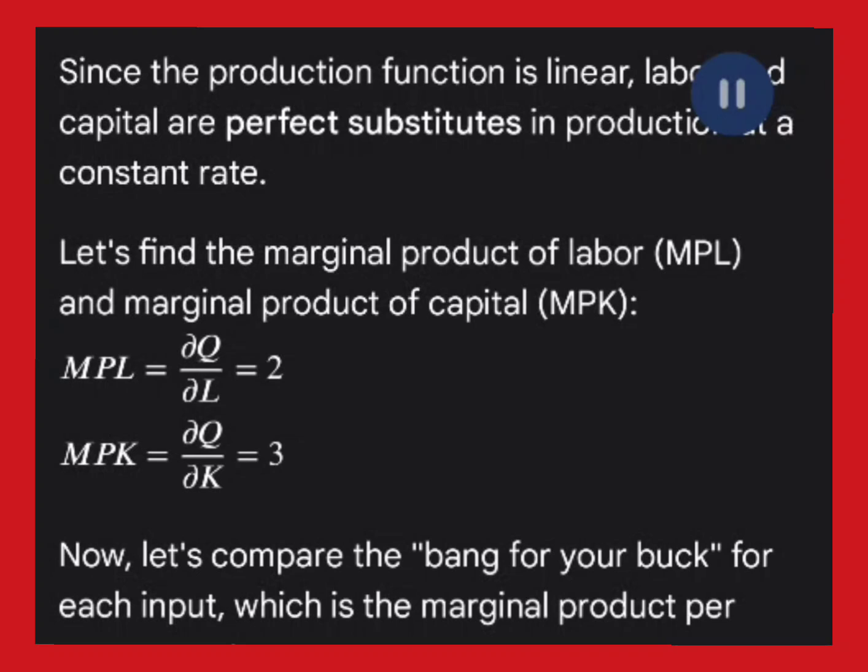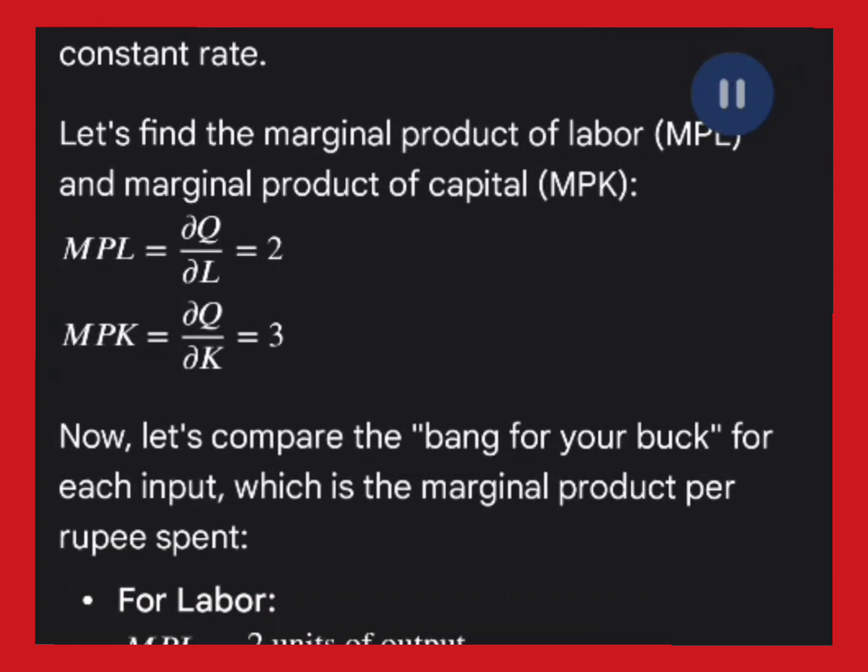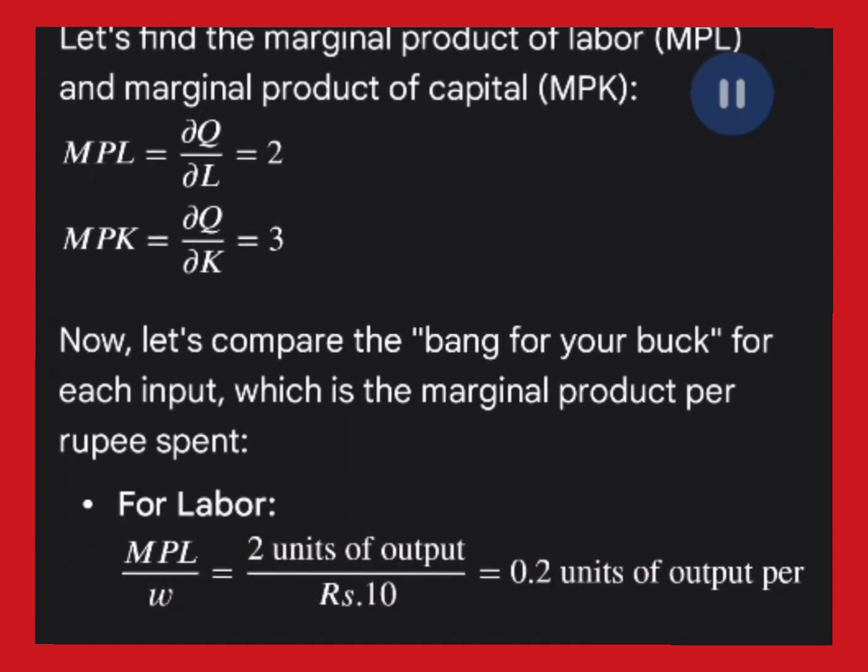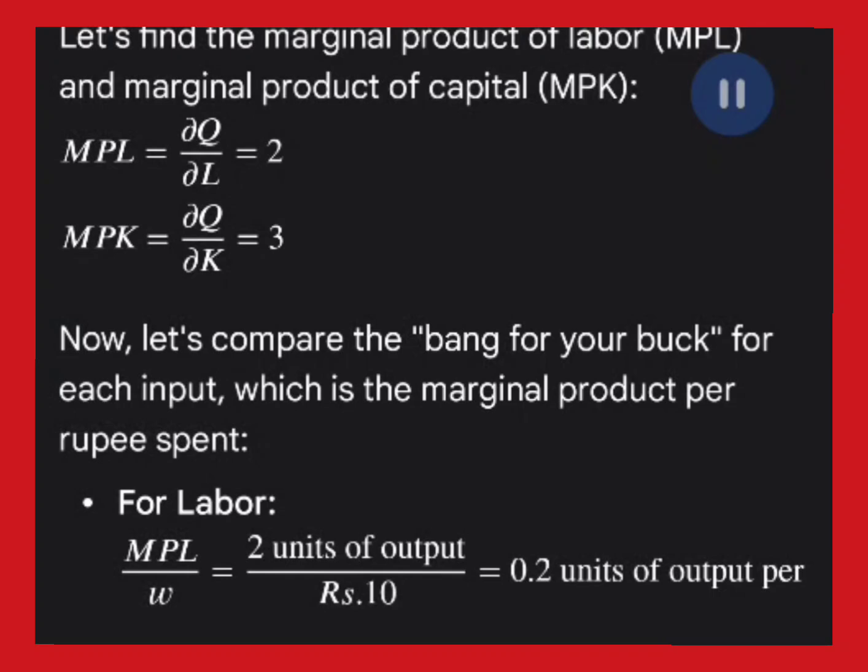Let's find the marginal product of labor, MPL, and the marginal product of capital, MPK. MPL = ∂Q/∂L = 2. MPK = ∂Q/∂K = 3.